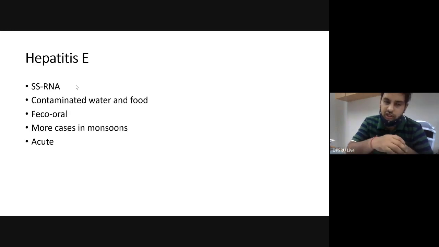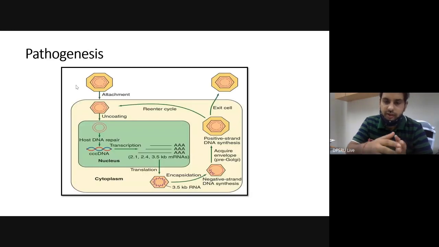As I told you, it is similar to hepatitis A. It's transmitted through contaminated water and food, through a fecal route, and more cases occur in monsoons. And it's acute, and after a certain time it will be resolved. So these are the different types of hepatitis and pathogenesis of hepatitis.